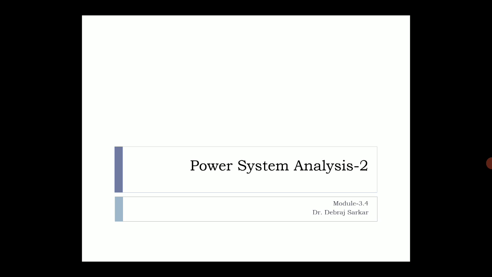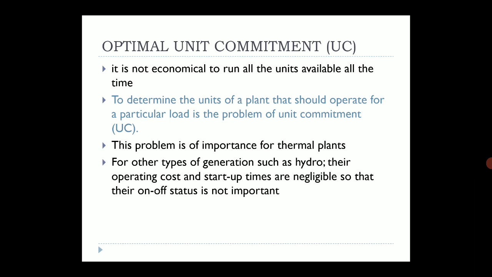Okay, now let us check what commitment is. So, optimal unit commitment, UC, unit commitment in short. What does it mean? Before that, you need to understand that it is not economical to run all the machines, all the generators, all the time. When the load is low, you need to switch some of them off and switch on some others. So the unit commitment is that you need to know which generator should be turned off and which should be turned on. Which unit should be committed to a particular load.